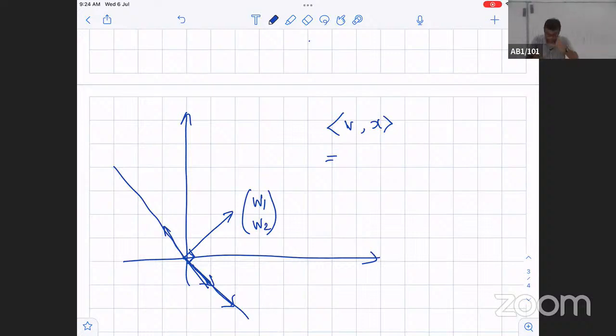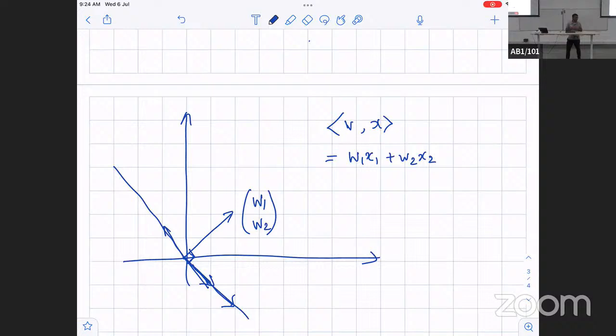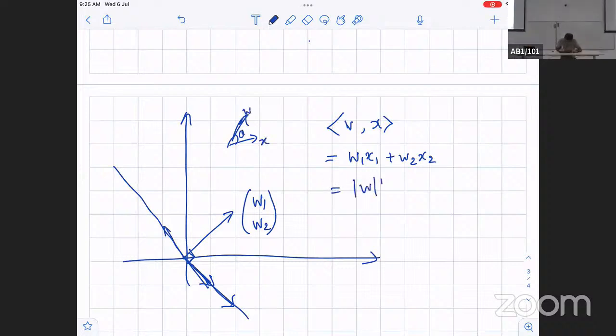Yeah, so she's saying that dot product is equal to W1 X1 plus W2 X2. Any other definitions that you know of dot product? Yeah. So if there are two vectors, let's say W and X, and if the angle between them is theta, you can also define the dot product as |W||X| cos theta. Okay. So these are the two equivalent definitions.